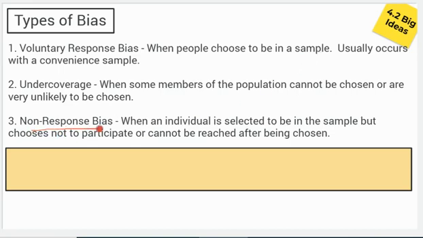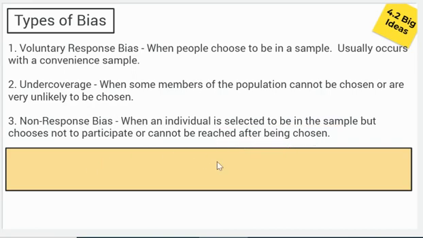For non-response bias, we have a perfectly fine selection process for our sample, but once that person has been selected, they choose not to participate in the survey, or they have been chosen in a perfectly fine way, but they just can't be reached.